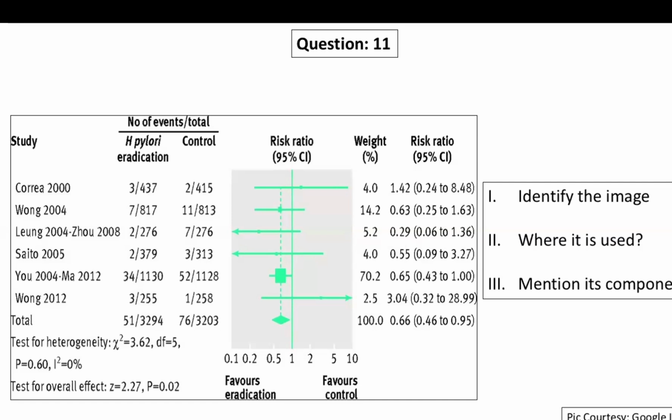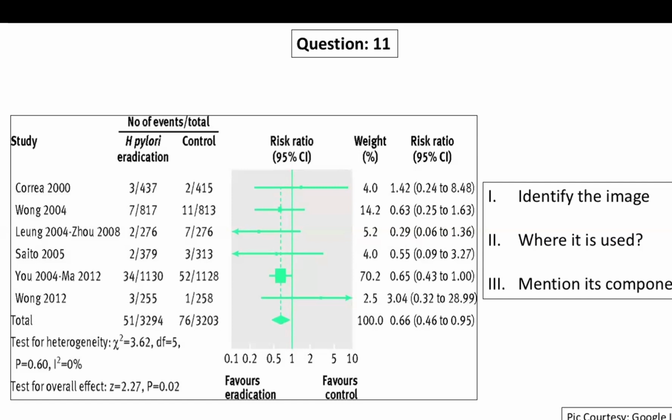What do you mean by the weight of the study? It shows the relative contribution of each study to the meta-analysis, sir. Okay. And what about the diamond and the graphical part below? The diamond is the pooled estimate, sir. Okay, it's the overall estimate of the study.